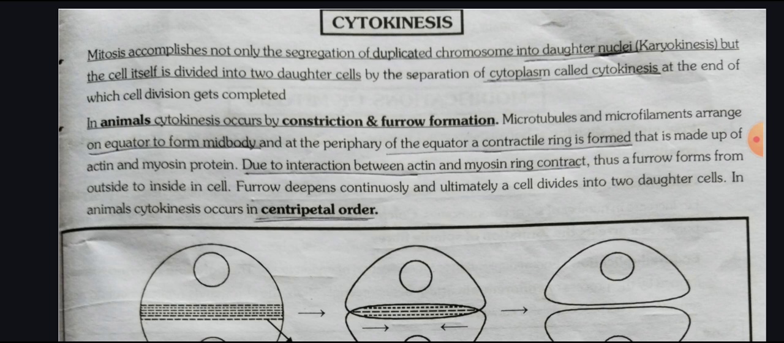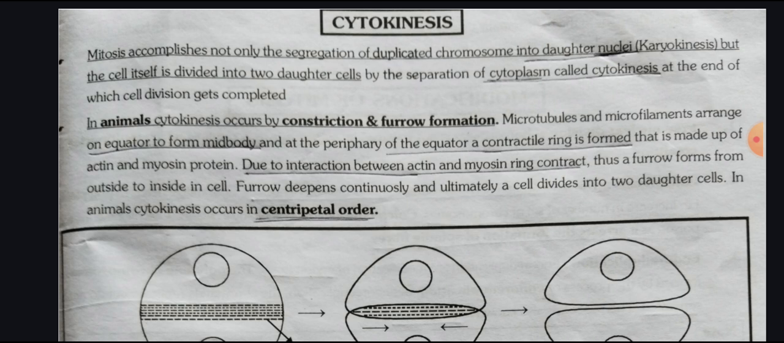Cytokinesis. Mitosis accomplishes not only the segregation of duplicated chromosomes into daughter nuclei (karyokinesis), but the cell itself is divided into two daughter cells by the separation of cytoplasm, called cytokinesis, at the end of which cell division gets completed. In animals, cytokinesis occurs by constriction and furrow formation.